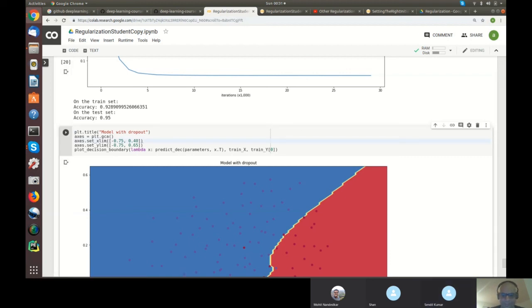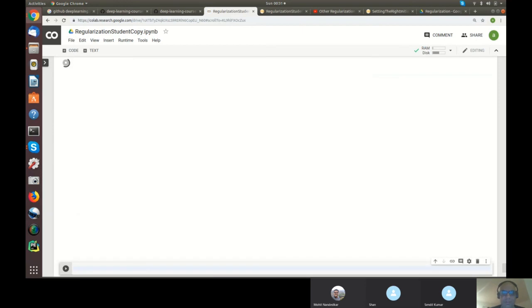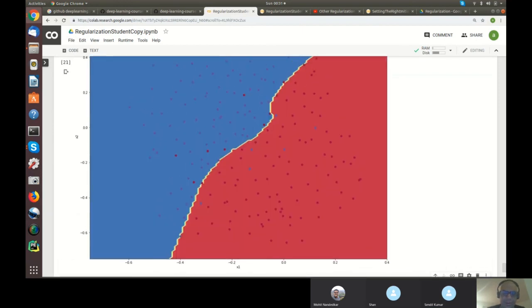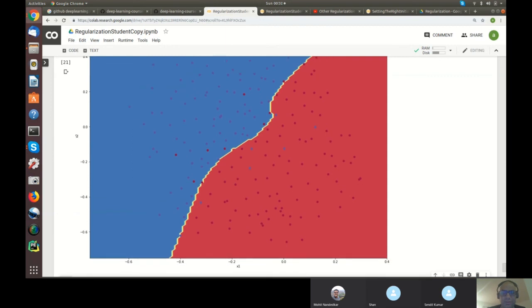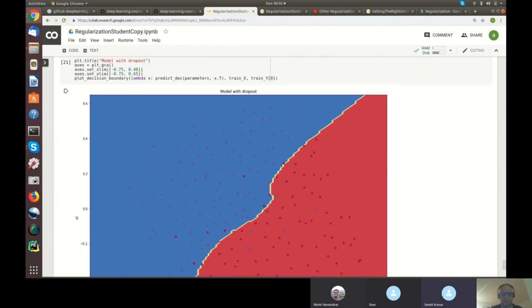Let's look at the decision boundary. So this is what the decision boundary looks like. It's more or less a straight line with a little bit of curve. This also performed reasonably well. So those are the two cases of regularization which we saw.